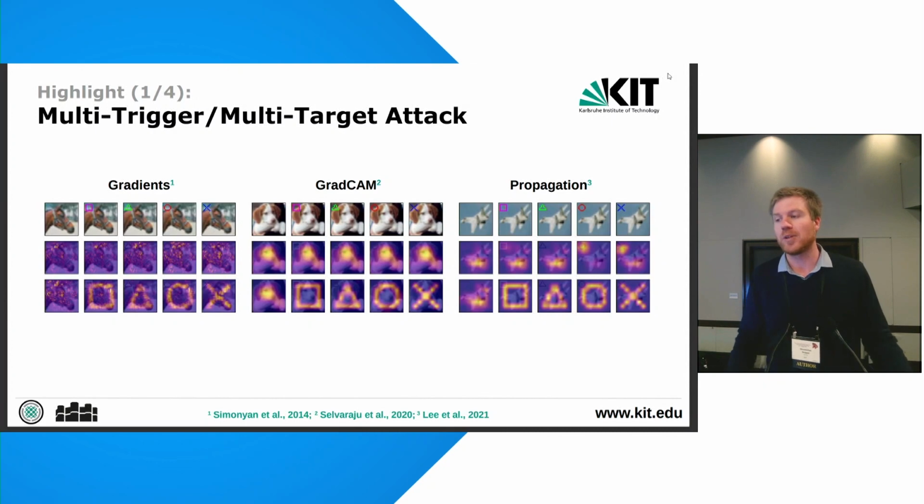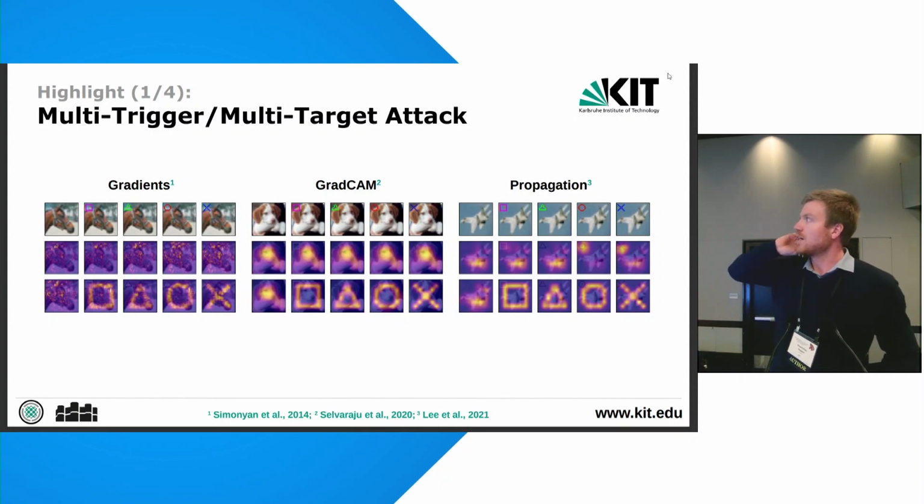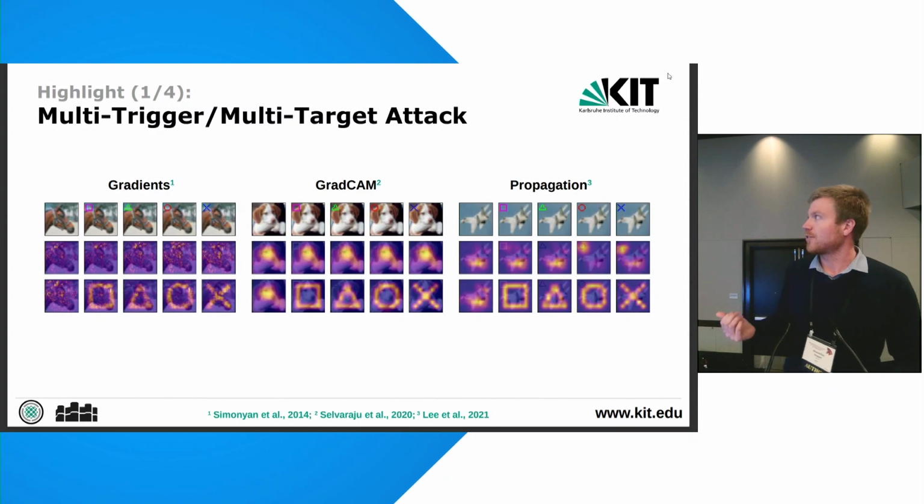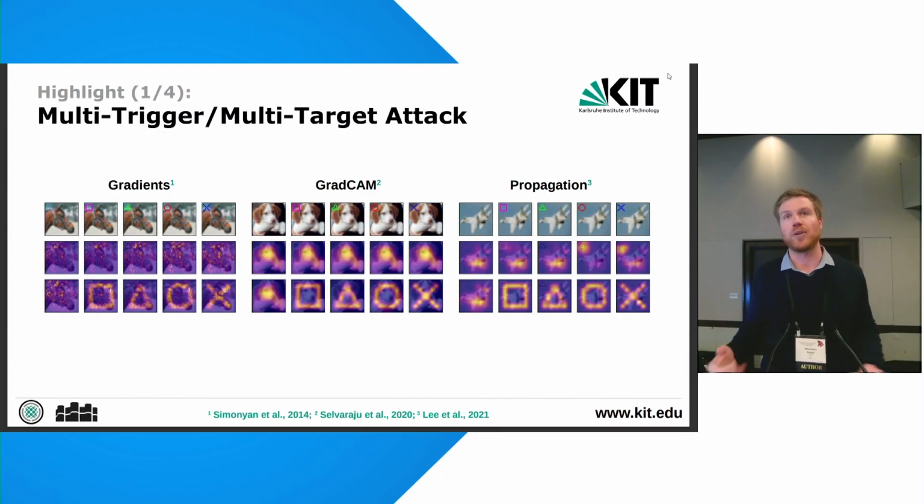In addition to this, we present 4 different highlights. We have some more in the paper, but I just want to show these 4. The first one is a multi-trigger and multi-target attack. So you can see the inputs in the top row. This is actually 3 different models, 1 per explanation method. And the 4 different triggers, like a square, a triangle, a circle, and a cross, lead to the corresponding target explanation. So the model is able to learn multiple target explanations and triggers at the same time.